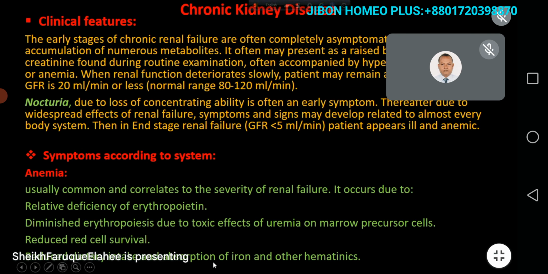Then reduced dietary intake and absorption of iron and other hematinics. Because when there is chronic kidney disease, he will have anorexia, loss of appetite, and indigestion. And he will take less food, less iron, less absorption of iron, and anemia. So you see, so many factors contribute to the production of anemia in chronic kidney disease. So if you find a chronic kidney disease patient, you ask him about nocturia, whether he passes more urine and frequent urine at night, and then check his anemia.